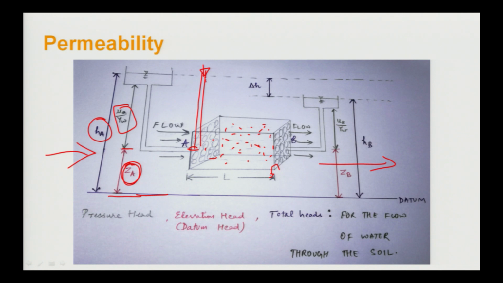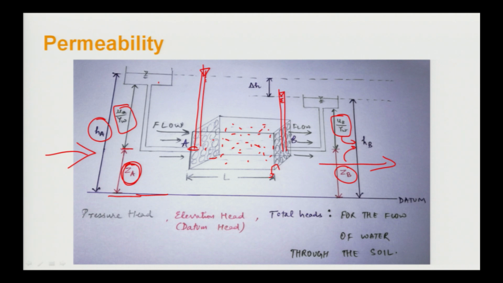Similarly, when we talk about the other portion here, this one will be the datum head, and if you apply a piezometer here, the rise here will be what? Somewhat this height, that is H2, say UB by gamma W, that is the pressure head. And when you talk about the total head, it will be a combination of both the heads, that is the datum head and the pressure head. And this is how we will be going for this.